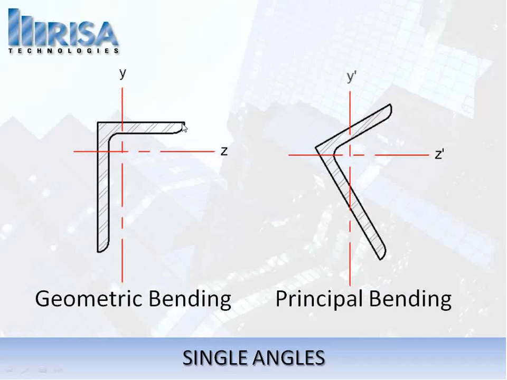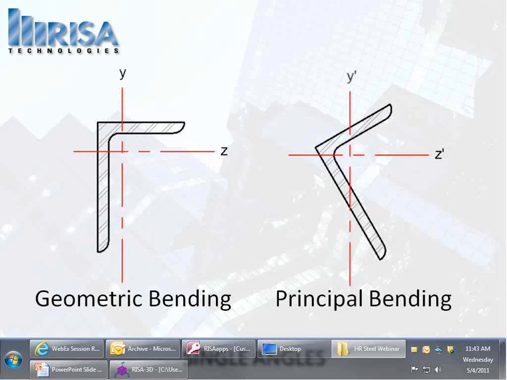But if I do not restrain this angle, if I don't restrain both of its legs to act within these geometric axes, it's going to flip into a more natural set of axes for its behavior. This more natural set is called principal axes, or principal bending in this case. And what you can see is we have these principal axes called z prime and y prime. And this is the natural behavior of a single angle that has not been restrained against twisting. Now we can see the behavior of that in the program here.